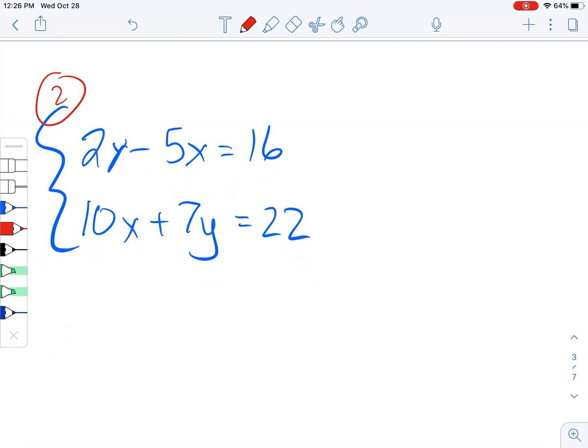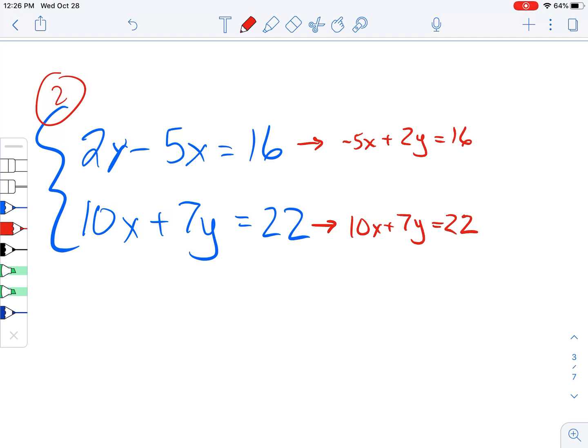y minus 5x equals 16. 10x plus 7y equals 22. I'm going to start by rewriting these so my x's, y's, and equal signs line up. Now I want to eliminate a variable, but I'm not seeing any coefficients that match up. The 2y and the 7y, I can't add or subtract those.